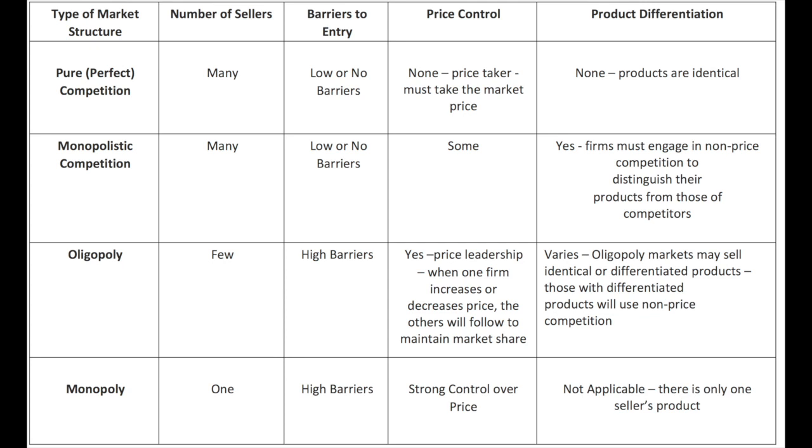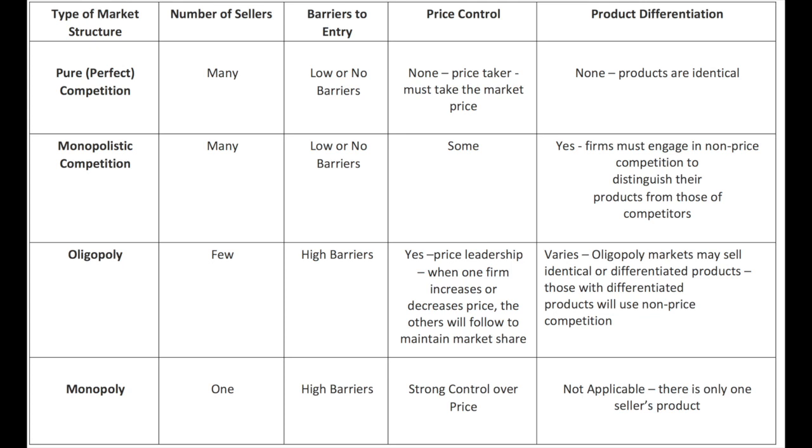Let's look back at this chart again. There it is. You've got perfect competition, monopolistic competition, oligopoly, and monopoly over there on the side. And then up top, we've got the number of sellers. And again, that's what we're looking for in this market. Are there a lot of businesses or just a few? The barriers to entry. How easy is it for a company to get into this market? Is it really simple or is it really hard?